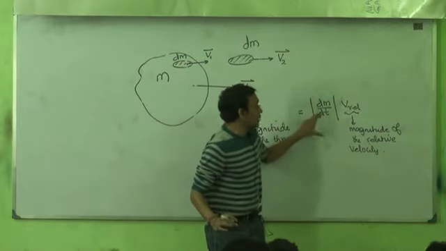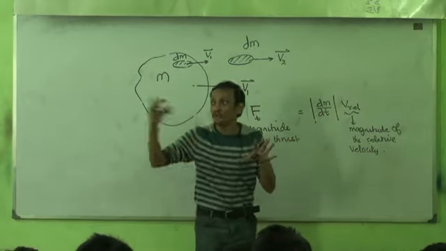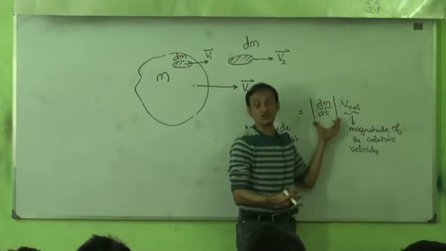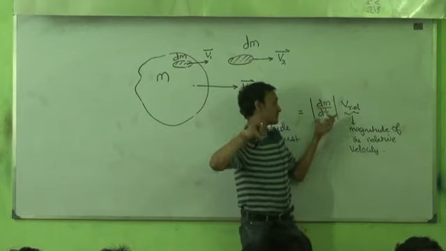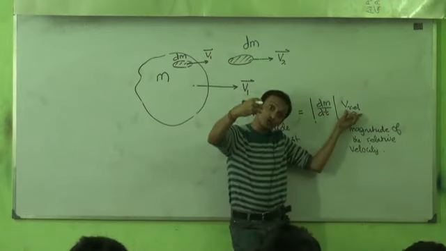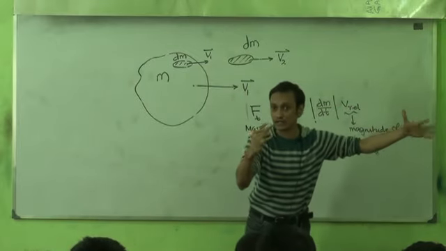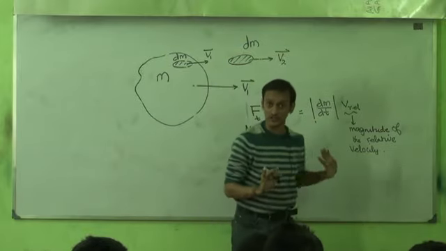See, why I put a mod around this? Because dm/dt could be positive as well as negative. To ward off the minus sign, these two parallel bars are superimposed so that the output of this is always non-negative, right? And this is the magnitude of the relative velocity, whether it's expelled or it's being inducted, right? So then, the magnitude of the thrust acting will always be this.